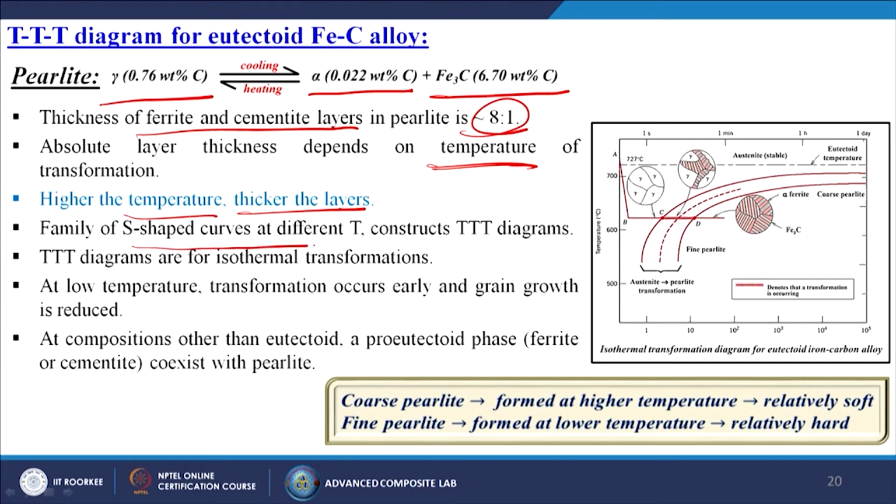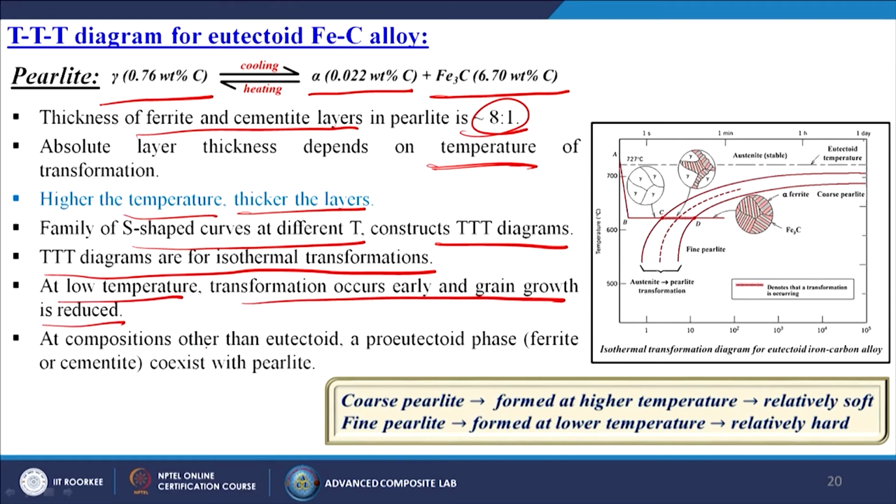A family of S-shaped curves at different temperatures constructs the TTT diagrams. TTT diagrams are for isothermal transformations. At low temperature, transformation occurs early and grain growth is reduced. At compositions other than eutectoid, a pro-eutectoid phase, ferrite or cementite, coexists with pearlite. So, in these regions you can see that several structures are present when the austenite to pearlite transformation is taking place. This is the temperature versus time diagram, showing how the material changes with temperature and with time.